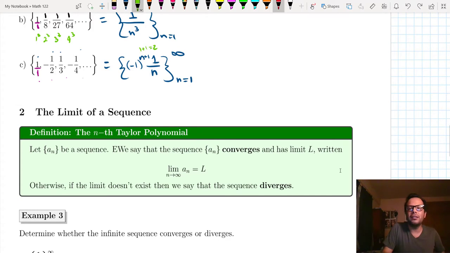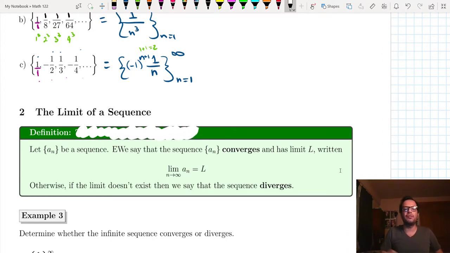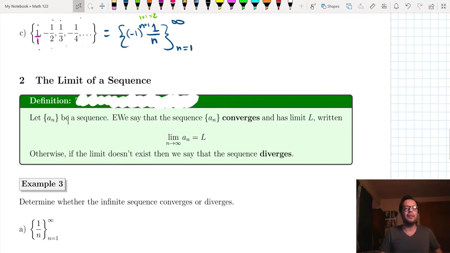By the way, there's a little typo right here. It shouldn't say Taylor polynomial. This is the limit of a sequence, right? Just be sure to change that. Okay, and so we're going to have a sequence given by the rule a sub n, whatever sequence we have. The sequence converges if the limit as n goes to infinity exists. Otherwise, if the limit doesn't exist, that is, we get infinity or something, then the sequence diverges.